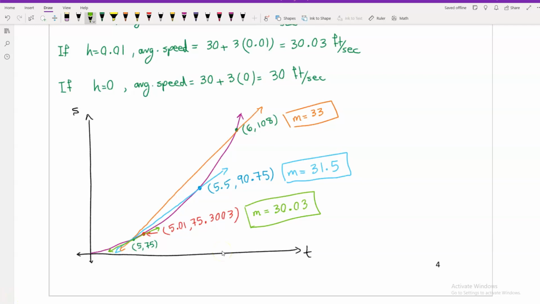So as you see here, when we let the time interval get smaller and smaller, then the points get closer and closer together on the curve. The last one that we did was 5.01, 575.3003. That is very close to 575. If we let the time interval distance go to 0, what we are going to end up with is the line that just touches the curve right at the point 575. It's right here.